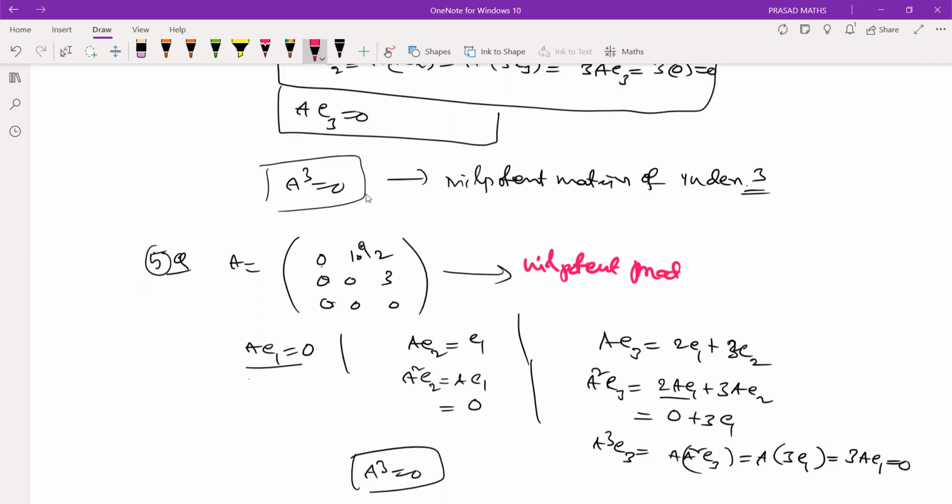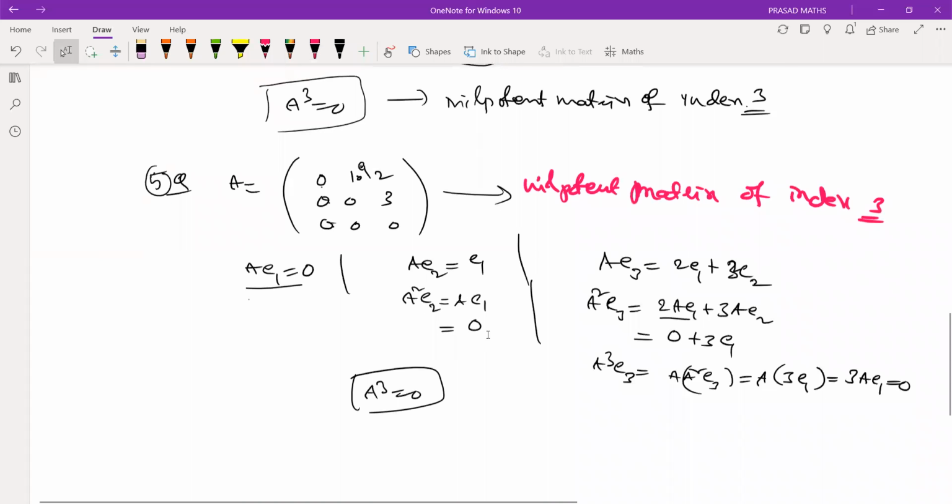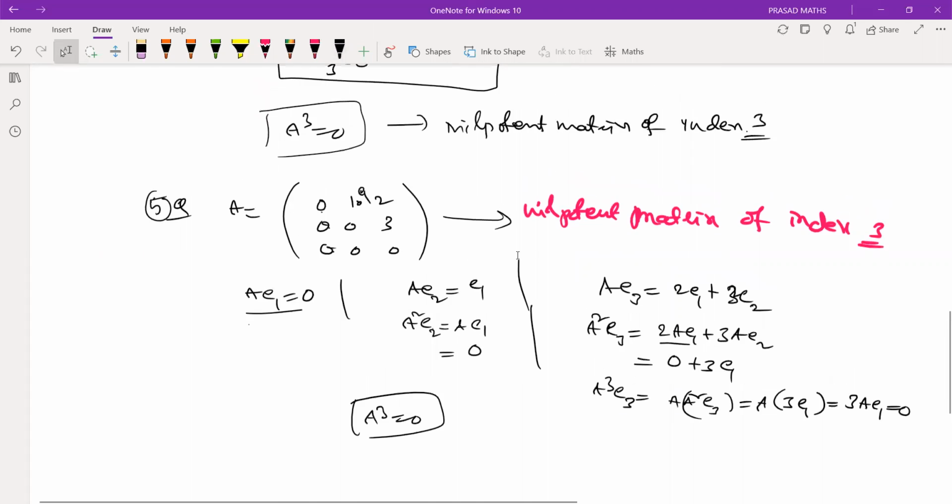Nilpotent matrix of index three. Is it clear? Hello? Sir, please explain again, sir. The previous problem. Yeah, this is that problem.